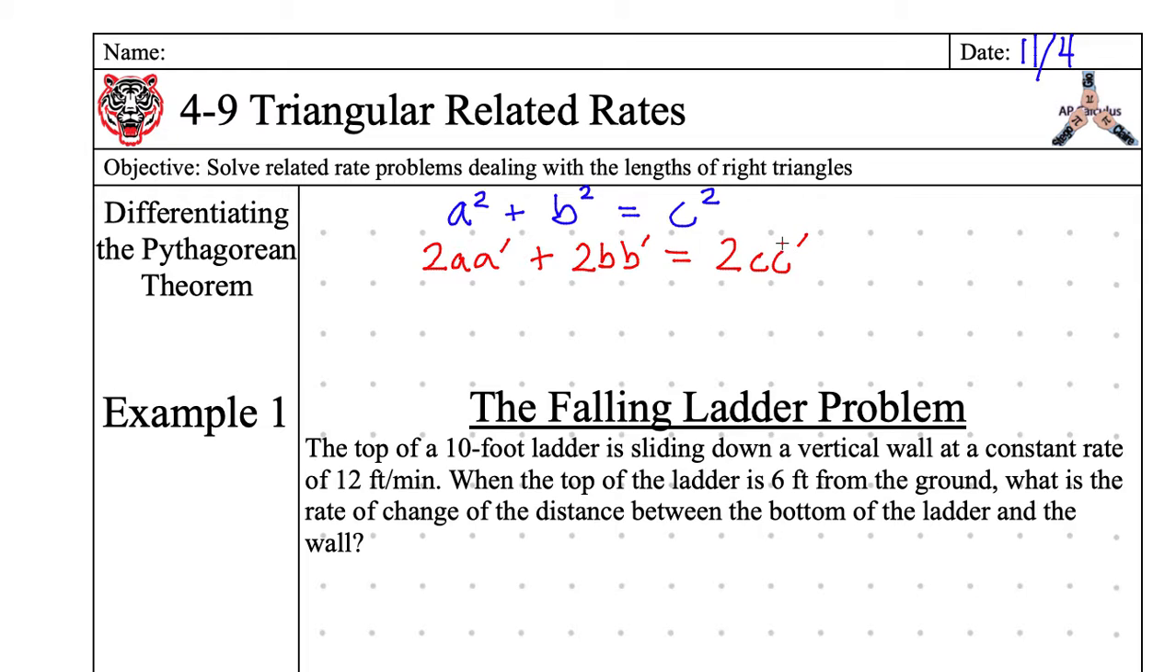And what could we divide both sides of this equation by to simplify it a little bit? 2. So if I divide by 2, I have a prime plus b prime is equal to c prime. And that's the trick. It saves you a little bit of work. But that's what you're going to be using over and over again.